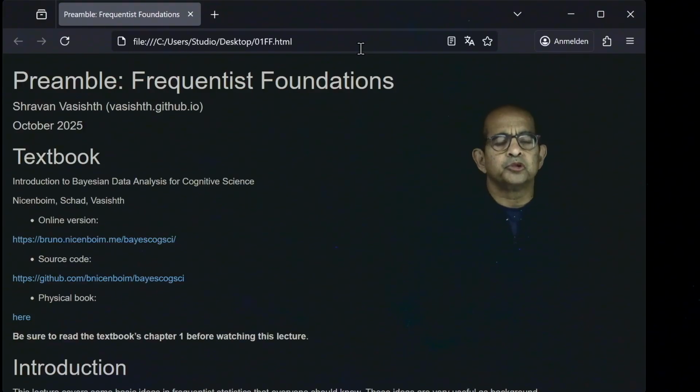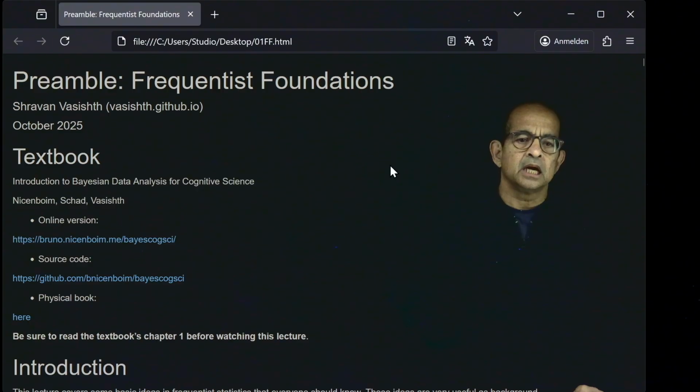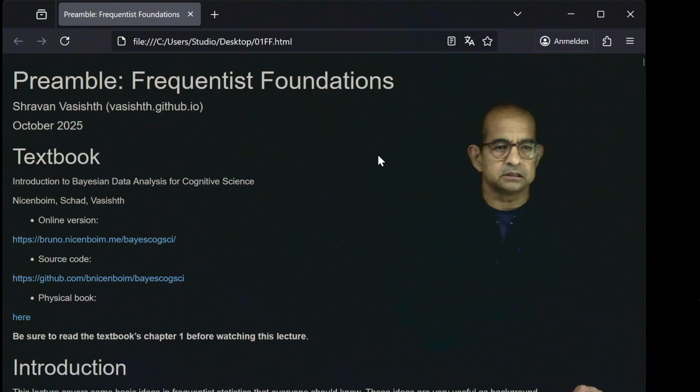In this lecture, I'm going to cover some of the basic ideas from frequentist data analysis. This is the assumed background for reading the Bayesian statistics textbook, but it's also a good review of the basic ideas that we need in order to carry out null hypothesis significance testing, and those kinds of things that are standardly reported in journal articles.